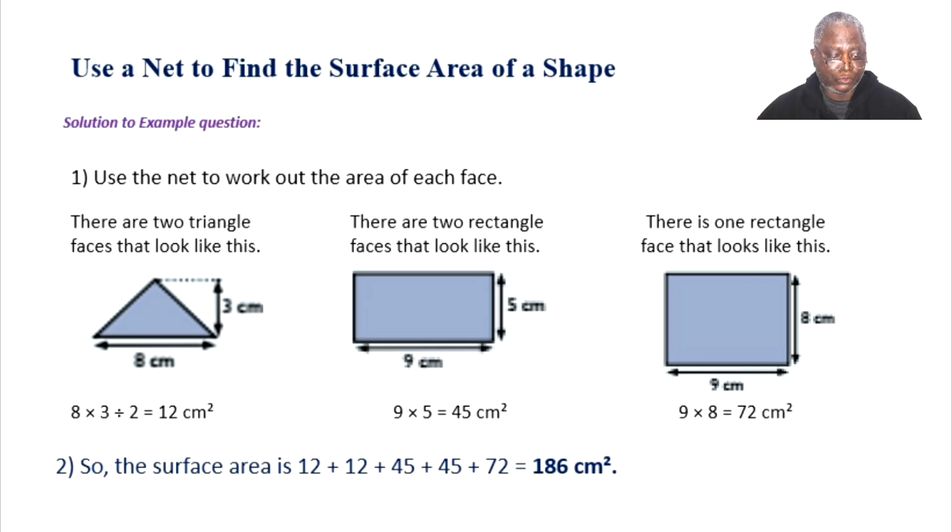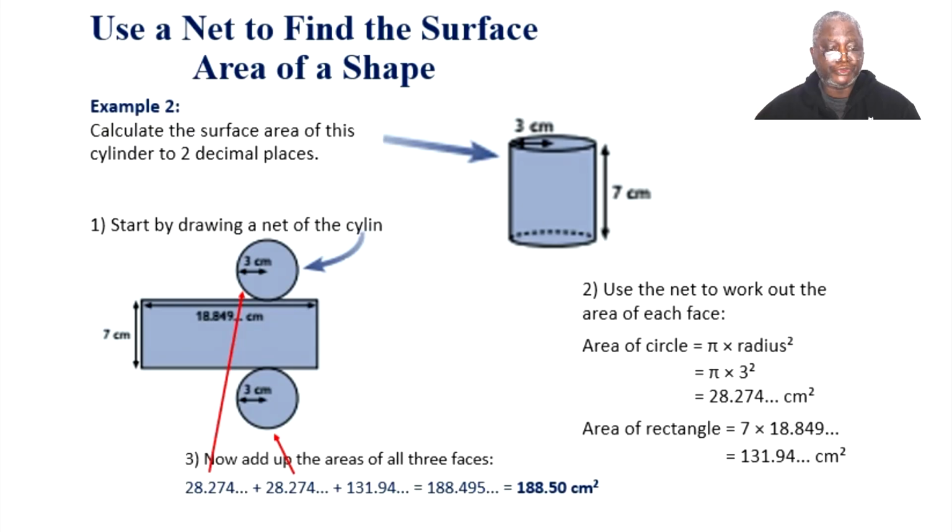So what do we do? We add everything up. Don't forget the number of sides. So the surface area is 12 plus 45 plus 45 plus 72, which is equal to 186 square centimeters. Let's use a net to find the surface area of these following shapes.